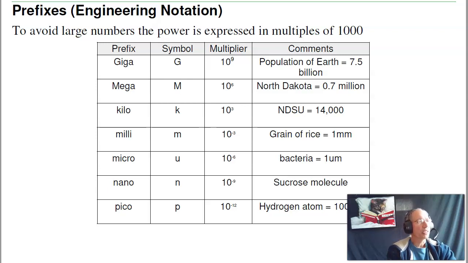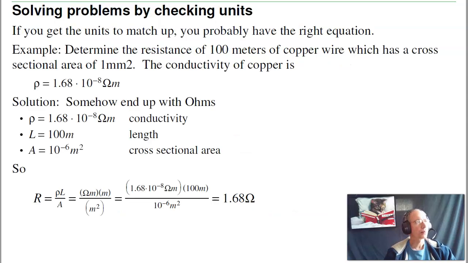Milli is 1,000th. Micro, nano, pico. So when we talk about things, we'll talk about millimeters, kilometers, picoseconds, and things like that. Nice thing about when you're using metric is if you have no idea what the equation is, you can usually figure it out just by getting the units to match up.